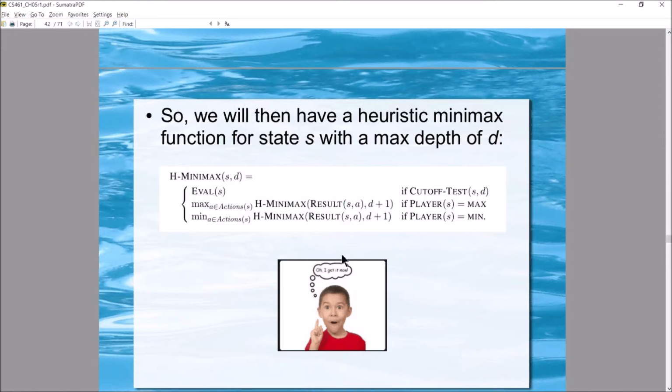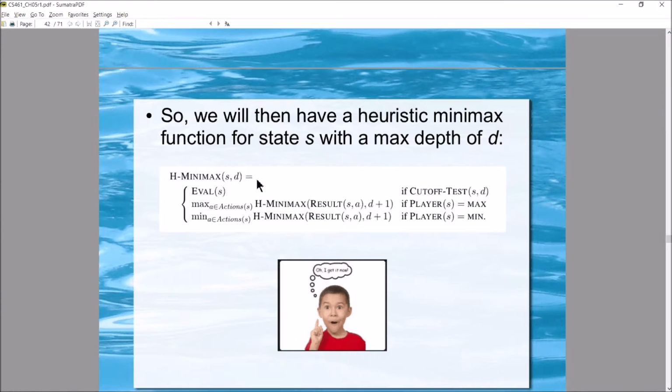So what this is showing us is, look, I've got this heuristic MINIMAX function called H-minimax. Pass it a state and a depth limit D, and if the cutoff test, passed the state and the depth limit, returns true, then we're going to go ahead and evaluate the state that we passed to it.